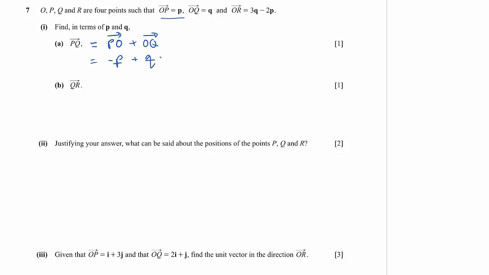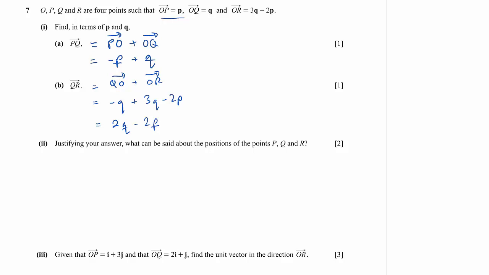Now for QR, what we can do is go from Q to O, and then from O to R. So Q to O is going to be negative Q, and OR is 3Q minus 2P. So that's going to give me 2Q minus 2P.